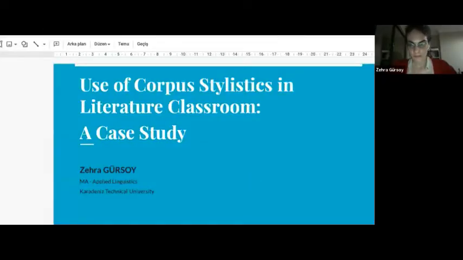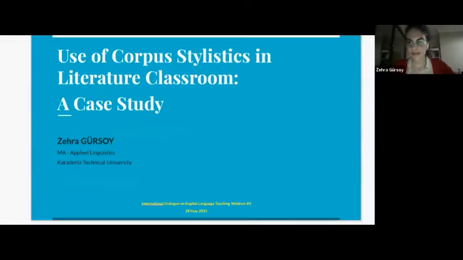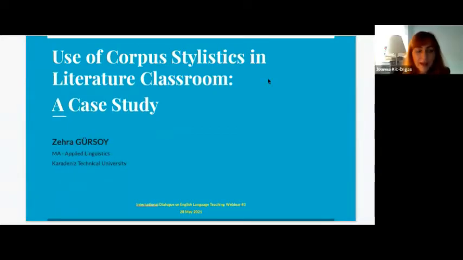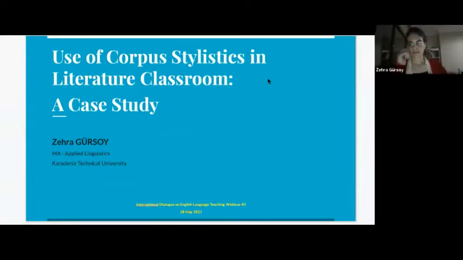So let me just share my screen first. Let me do the proportions right. So right now you can see my screen, right? Is there any problem with it? No, everything's okay. We can see your screen perfectly well. Okay, thank you then.